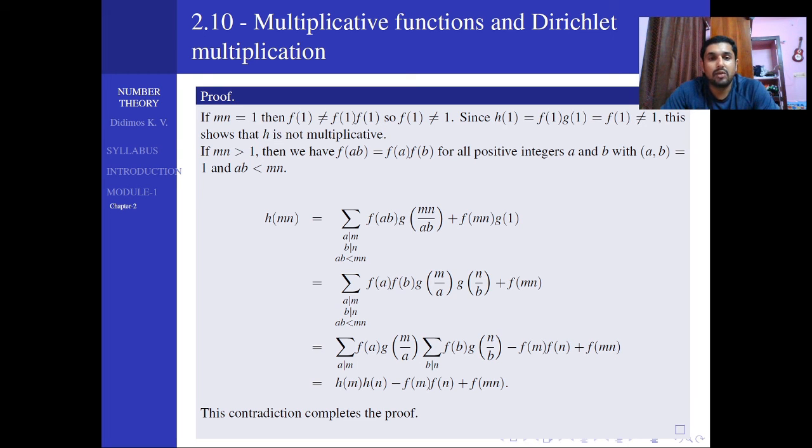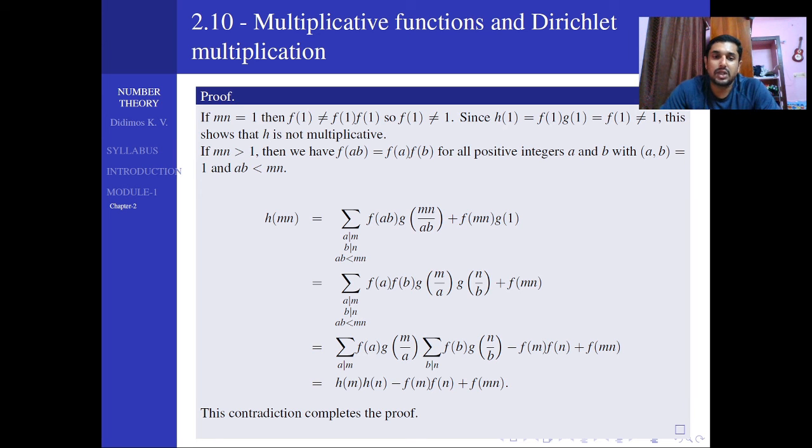Okay, then we have f of ab is equal to f of a into f of b for all positive integers a and b with the gcd of a, b equal to 1 and ab less than mn. This is because of the choice of this mn. Mn is chosen in such a way that mn is the least product for which f of mn is not equal to f of m into f of n. So any pair a, b whose product is less than mn satisfies this condition: f of ab is equal to f of a into f of b.